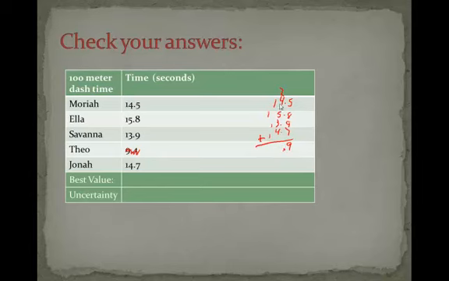And I've got 2 and 4 is 6, and 5 is 11. Add 3 is 14, and add 4 is 18. So I'm going to put that 8, and then I'm going to carry my 1. 1, 2, 3, 4, 5. So I have 58.9 as my total. To find my best value, again, I want to divide that by the number of data points I added together, and in this case it was 4 because I excluded Theo's time of 9.4.